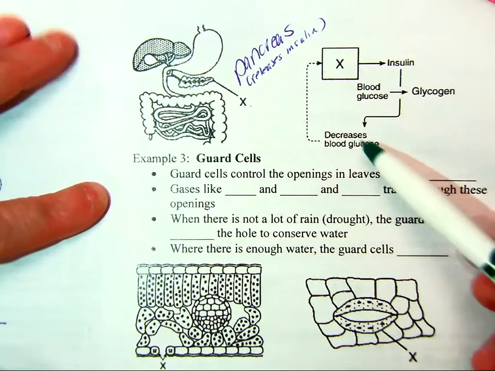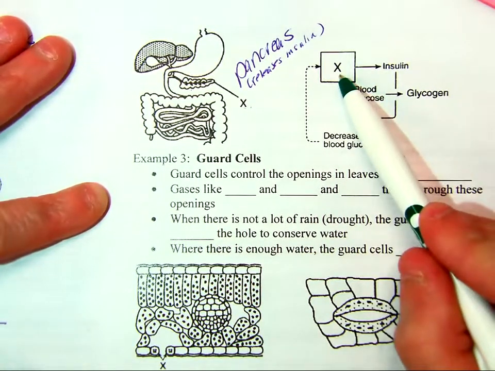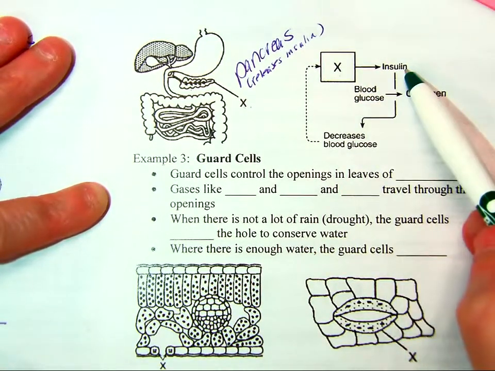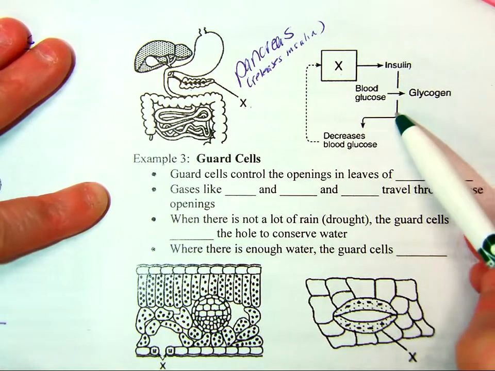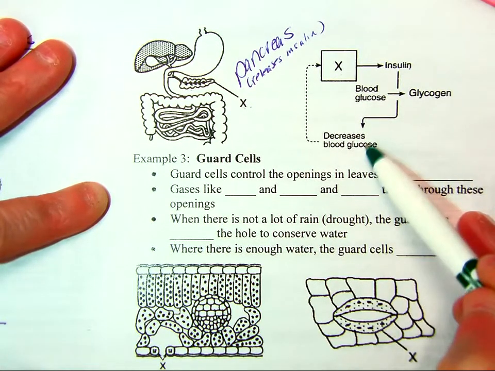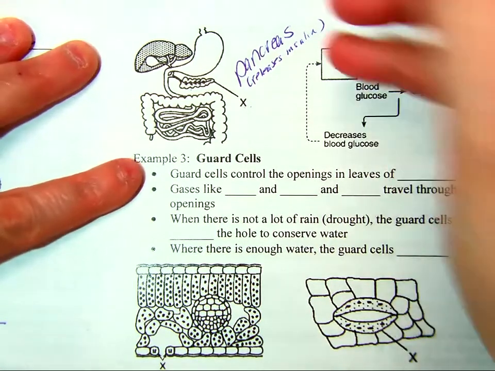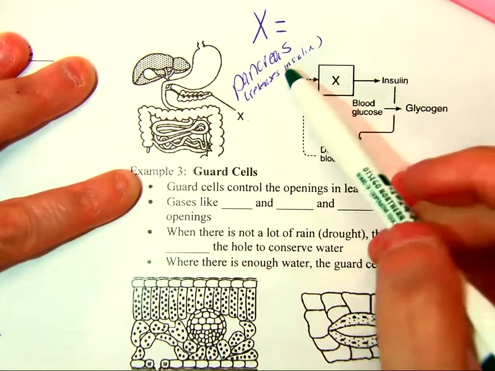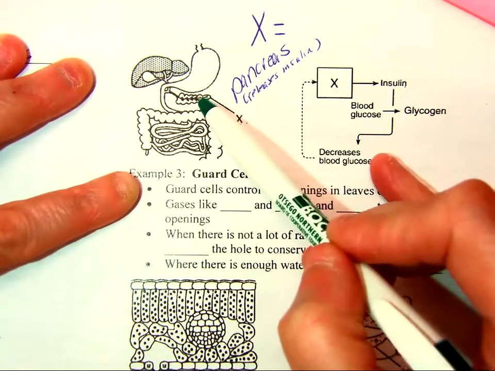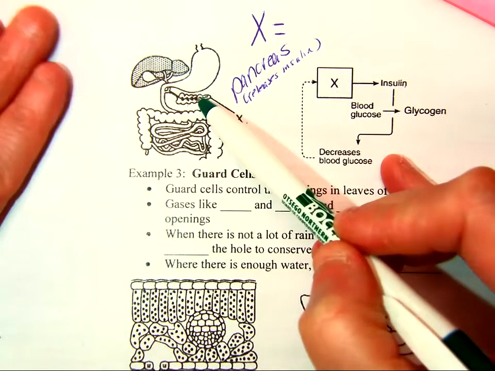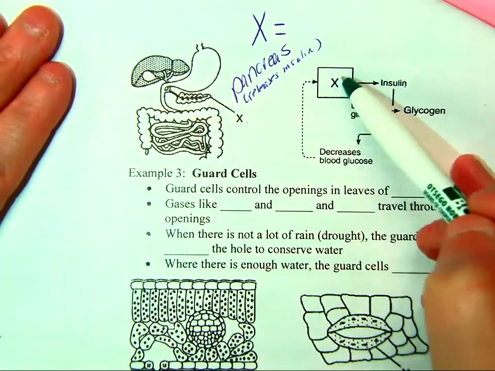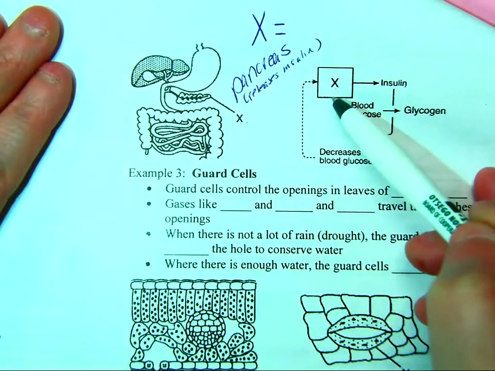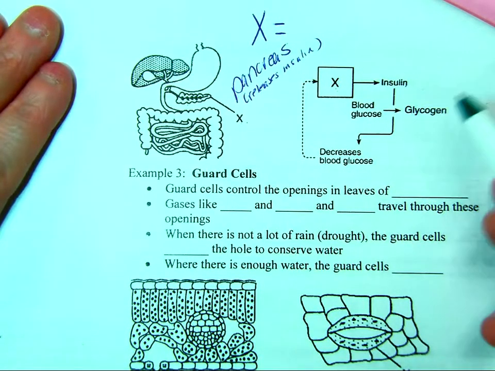This is also something. X releases insulin, which is going to decrease blood sugar. What releases insulin? X. So X is here, the actual physical representation of what a pancreas looks like, and this is one graphic way in which they say the pancreas releases insulin.